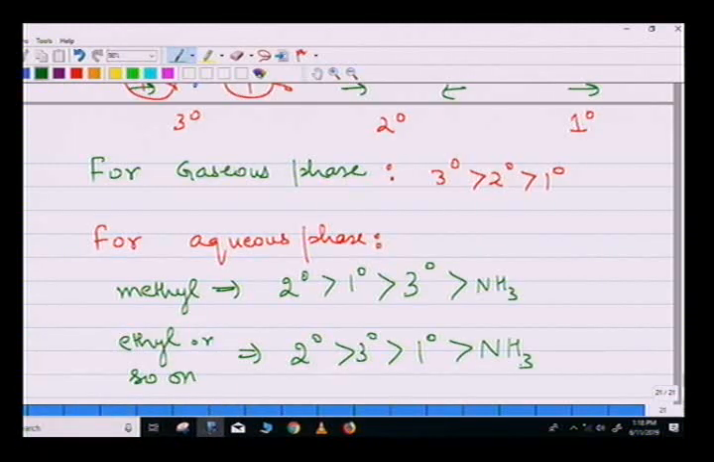This is the answer. First of all, note it down. This is a very, very important thing. Star mark it. For methyl only, the order is 2 degree, 1 degree, 3 degree. But for ethyl and, let's say, propyl, butyl or anything, the order will be 2 degree, 3 degree, 1 degree and NH3.